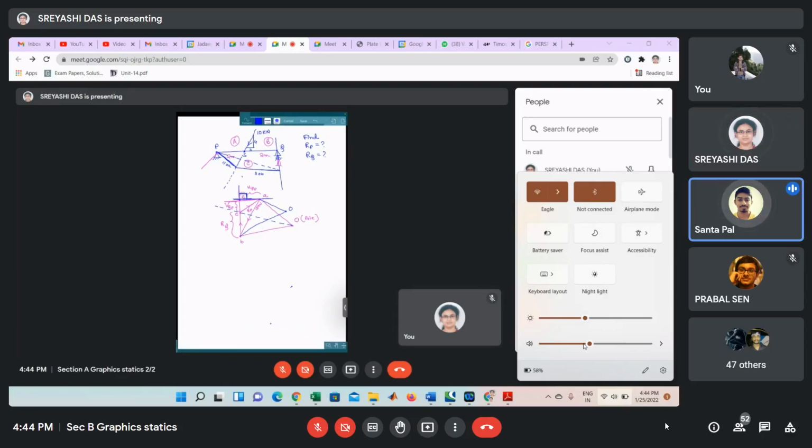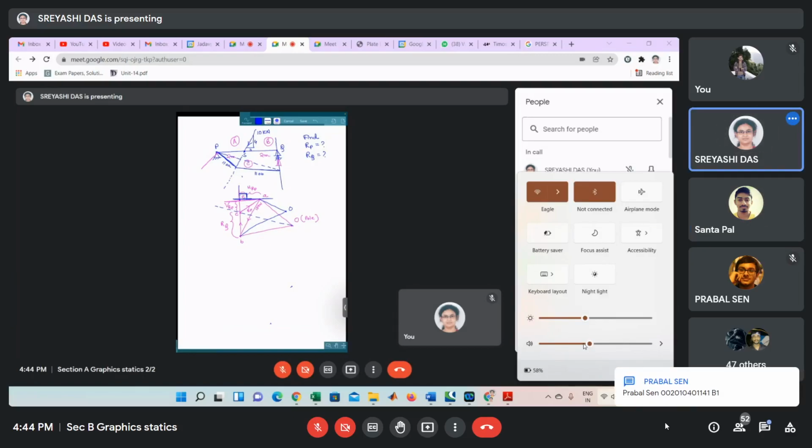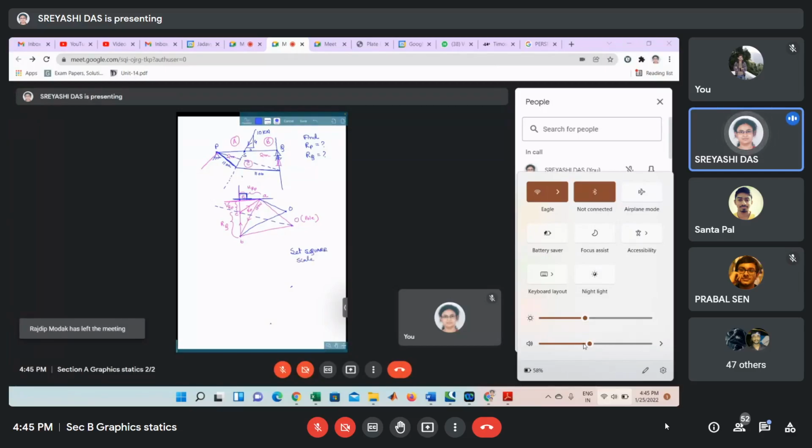And while drawing the perpendicular line, how should I draw that? Yes. So you have to use the set square here. Whenever you do this drawing in the drawing copy, you have to use set square and scale.